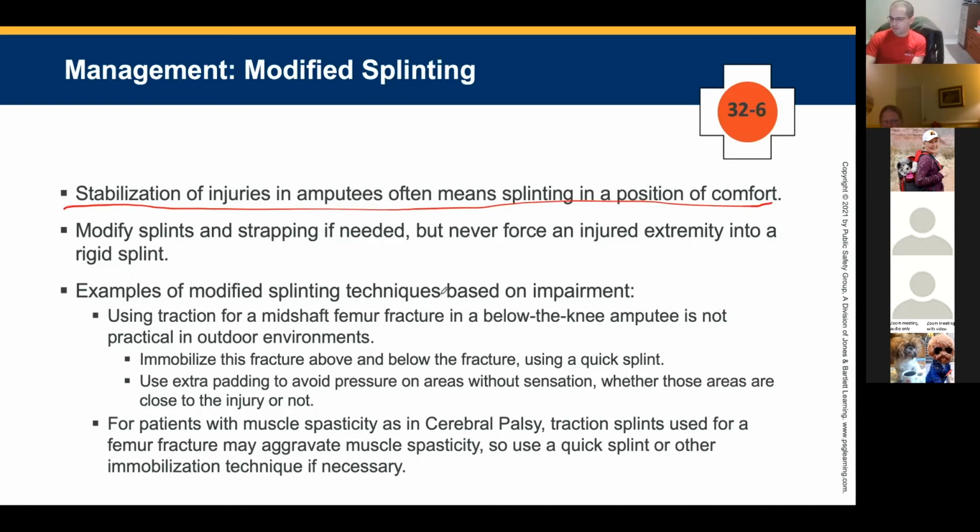Examples of modified splinting techniques based on impairment. Using traction for a mid-shaft femur fracture in a below-the-knee amputee is not practical in outdoor environments. We want to immobilize this fracture above and below the fracture site using a quick splint. We can use extra padding to avoid pressure on areas without sensation, whether those areas are close to the injury or not. For patients with muscle spasticity, as in cerebral palsy, traction splints used for a femur fracture may aggravate the spasticity. So we want to use a quick splint or other immobilization technique if necessary.